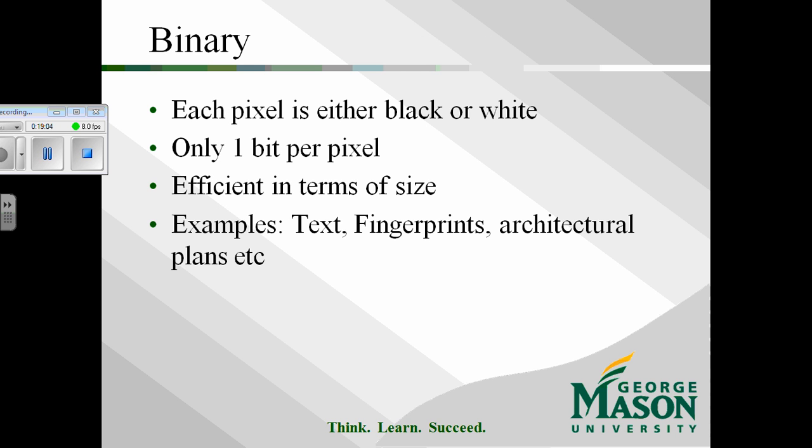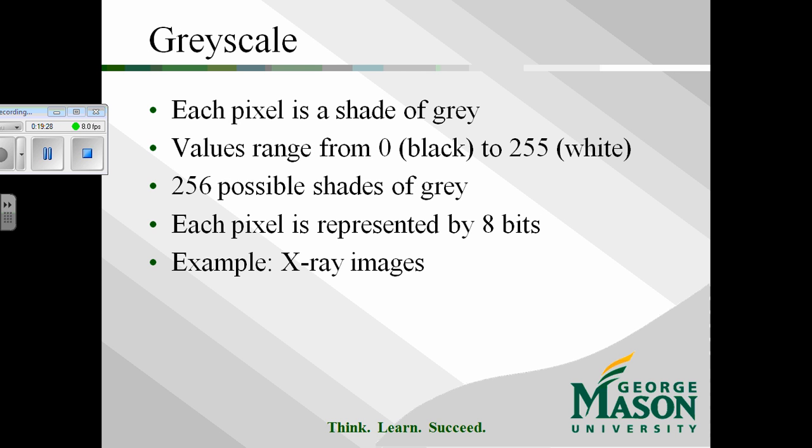Okay, binary, black and white. Each individual pixel is on or off. There are only 2 choices, so you only need 1 bit. Okay, it's really efficient in terms of size. It doesn't take much data. It's 1 bit per pixel. Okay, text is like that, fingerprints, things where you just need to see it's on or it's off. But sometimes shading is important.